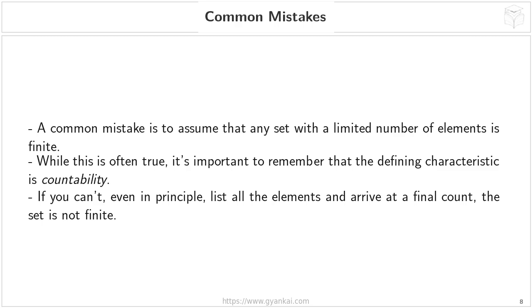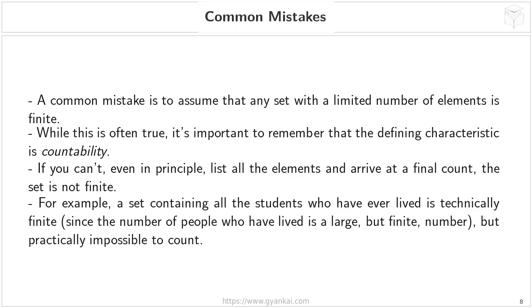In principle means even if it's incredibly difficult or time-consuming, if there's no way to create a complete list, it's not finite. For example, a set containing all the students who have ever lived is technically finite. This might seem surprising. There is a finite number of people who have ever lived, even though it's a huge number, but practically impossible to count. Exactly. While theoretically finite, the sheer scale makes it impossible for us to actually determine the number of elements. This is a good example to show you the difference between theoretical finiteness and practical countability.